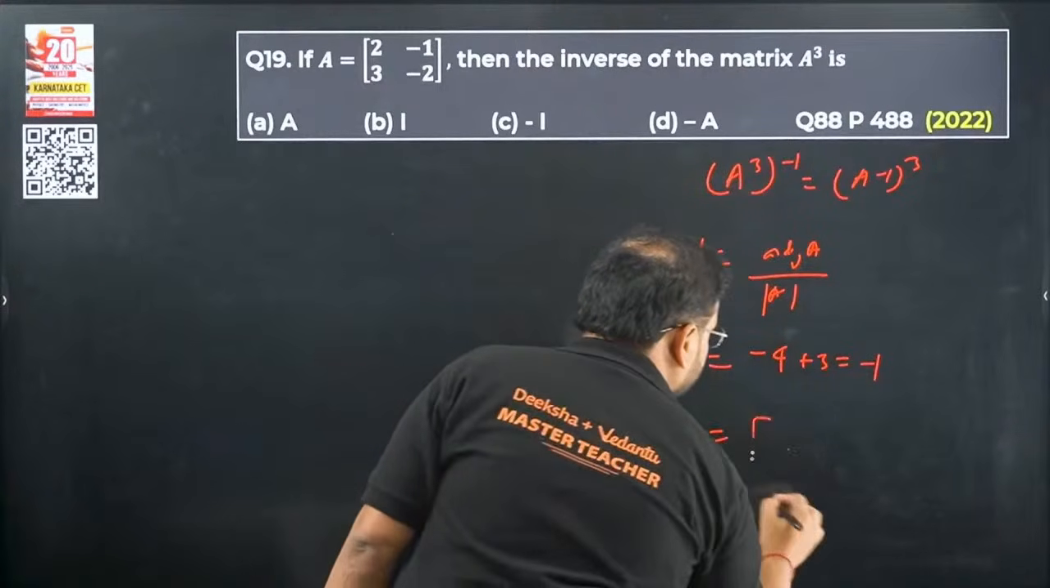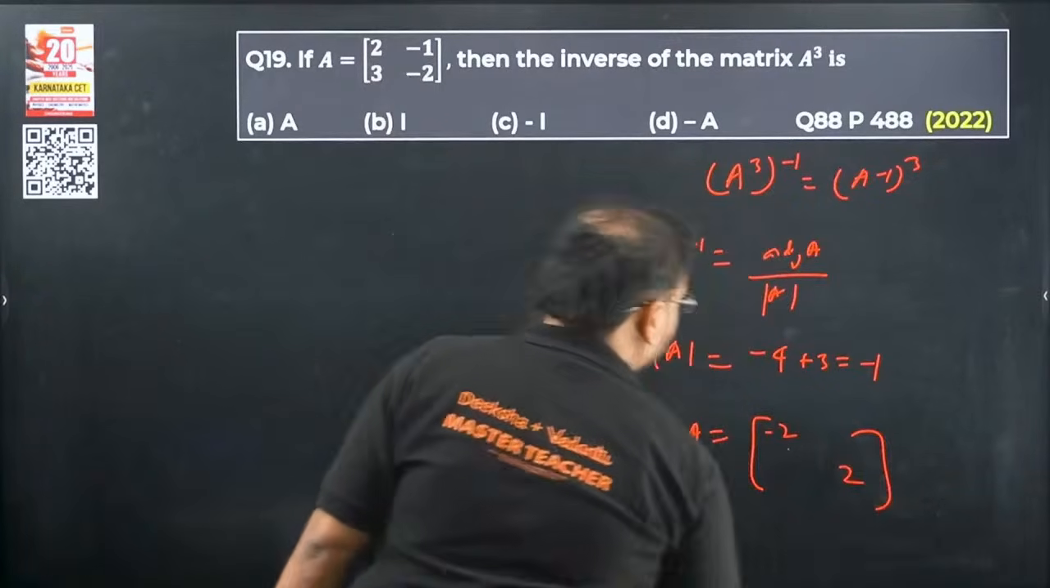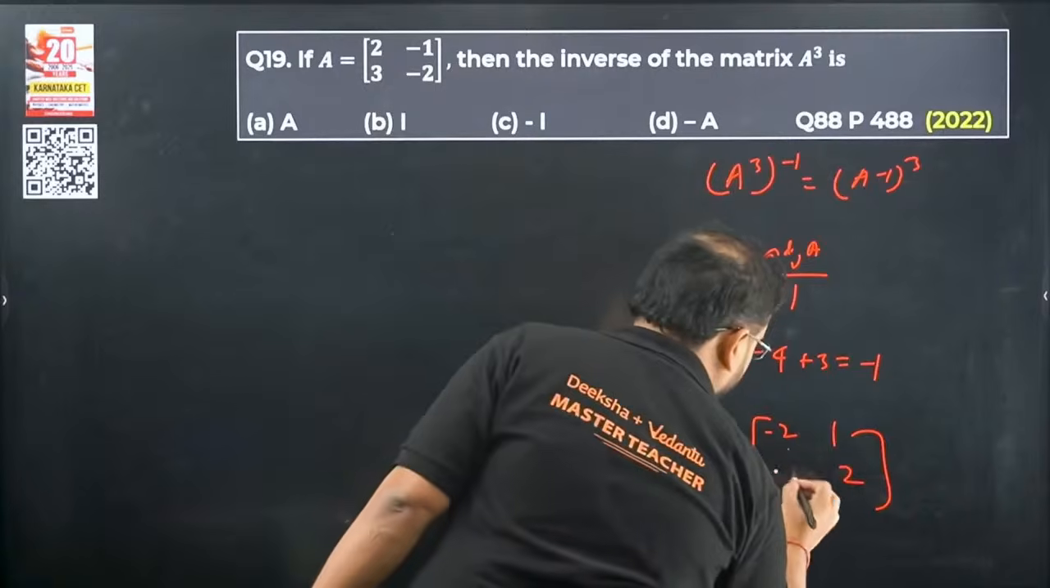Adjoint of A, sir. Interchange these two. So minus 2 here, 2 here. Sign change of these two. So plus 1 and minus 3.